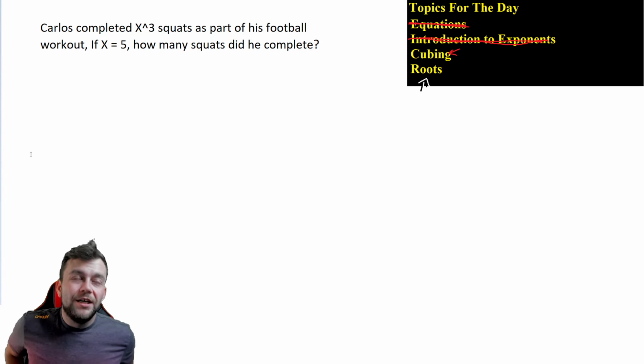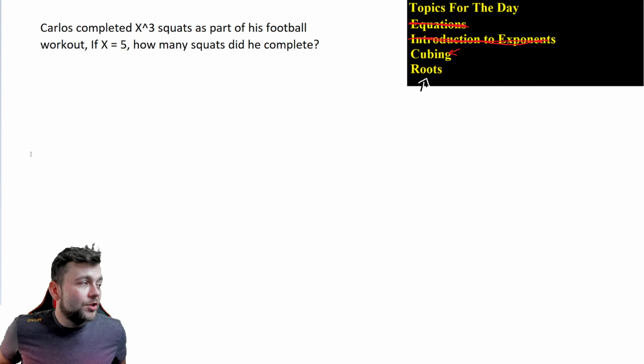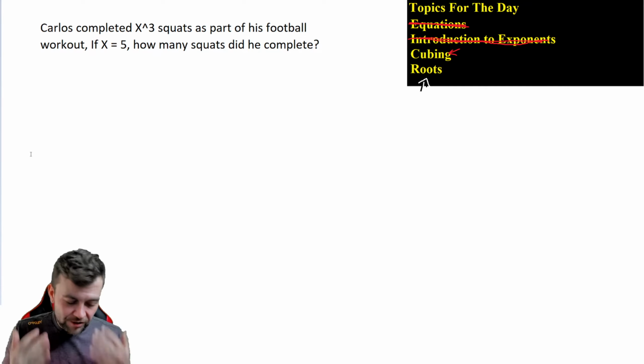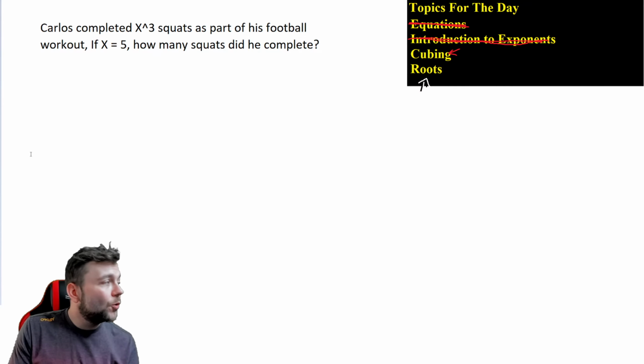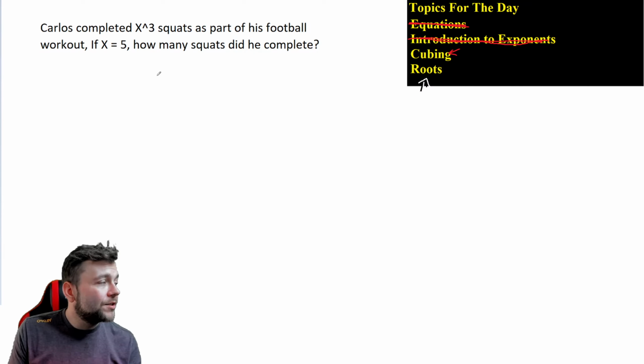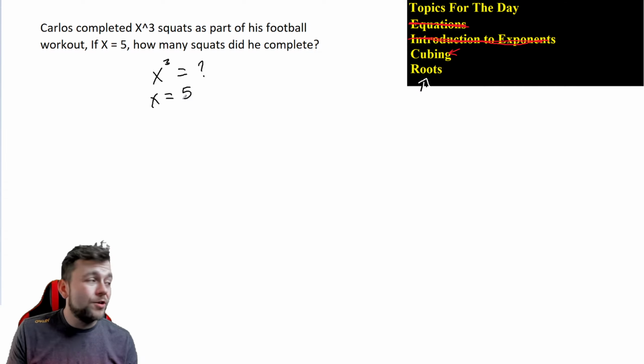Carlos completed x cubed squats as part of his football workout. If x equals 5, how many squats did he complete? They're writing out this fancy word problem, but it's just very straightforward. I'll show you, I'm sure some of you have already just solved this. It's something you can do in your head, but let's break it down. Let's really look at what's happening. So it is x cubed, and then they are wanting to know what it is when x equals 5. That is our statement. That's our question.